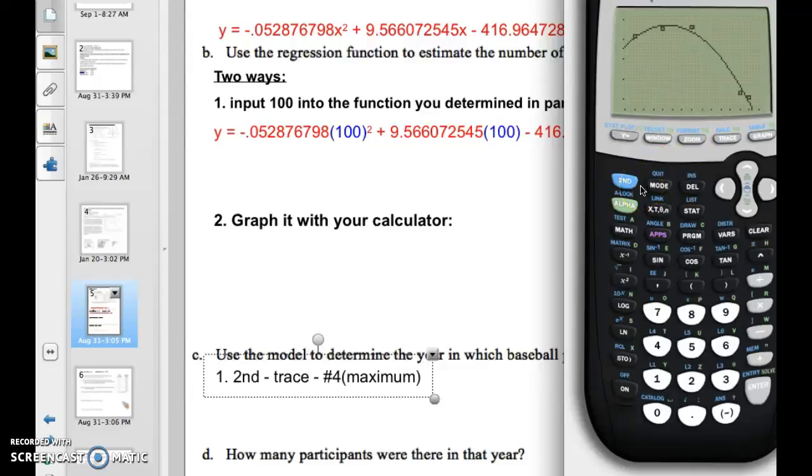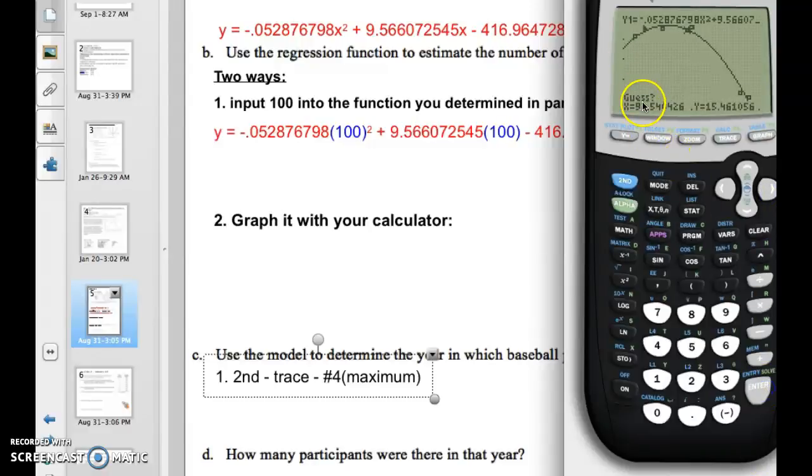If I want to find the maximum, I'm going to hit second trace and then go down to number 4. Now it's going to ask me for a left bound. All that means is that if you see this spider thing, you might have to move it around to find it. And if you can't find it, please raise your hand. I'm going to move that spider cursor to the left side of the peak and hit enter. Then it's going to ask for a right bound. You don't have to be completely accurate on this. I'm just going to move it to the right side of the peak. It doesn't necessarily matter where. And then I'm going to hit enter.